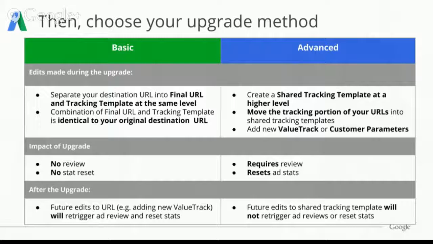By basic upgrade, what we mean is that during the upgrade, you're essentially not making any changes to your current destination URL, but you're reorganizing them into a final URL and a tracking template at the same level. For example, if you're upgrading your ad level URL, you'll be using the final URL and the tracking template at the ad level. And the end result, by combining the tracking template and the final URL, will look exactly identical to your original destination URL.